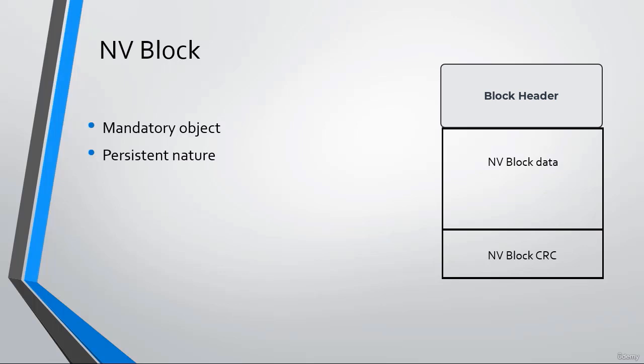The NV block is persistent in nature. So as you can guess, this will be in the NV side. It will be part of the NV memory, not in the RAM. It will not exist in the RAM because it's persistent in nature. So the value will always be available, even after the power is off.